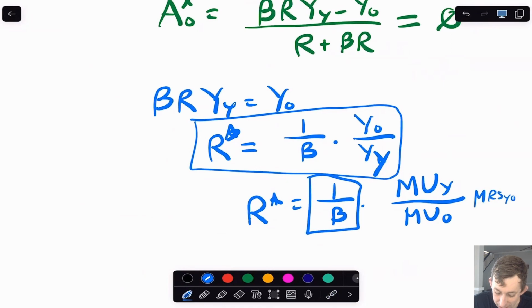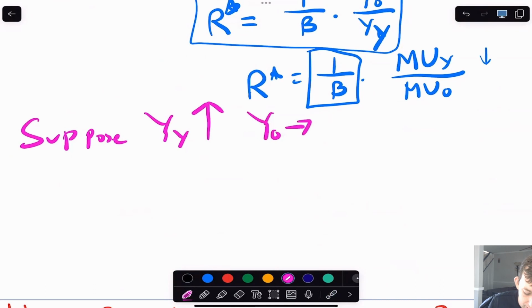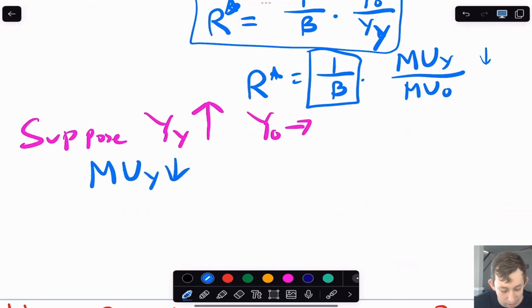Because if I have a lot of consumption when I'm young, if I have a lot of stuff when I'm young, then my marginal utility is going to be really low. Maybe I'll write this out. So suppose that Y young is ginormous. It's huge compared to Y0. So Y0 is just kind of like normal. Well then, if I have a lot of stuff, my marginal utility when I'm young is going to be really low because I assume diminishing marginal utility. I don't actually have to assume it. The natural log function implies diminishing marginal utility.